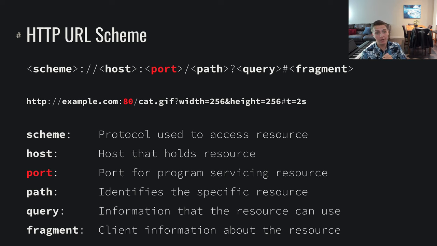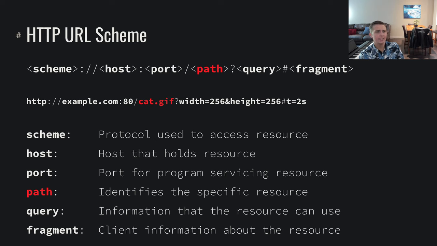Alternatively, we might have multiple web servers running on the same host. For instance, we might have a web server running on port 80, and another web server on example.com running on port 8080, and we might need to specify different ports for accessing those different web servers. By default, though, a normal use case within the World Wide Web is port 80, and that can be optionally left out, but this is the full URL scheme.